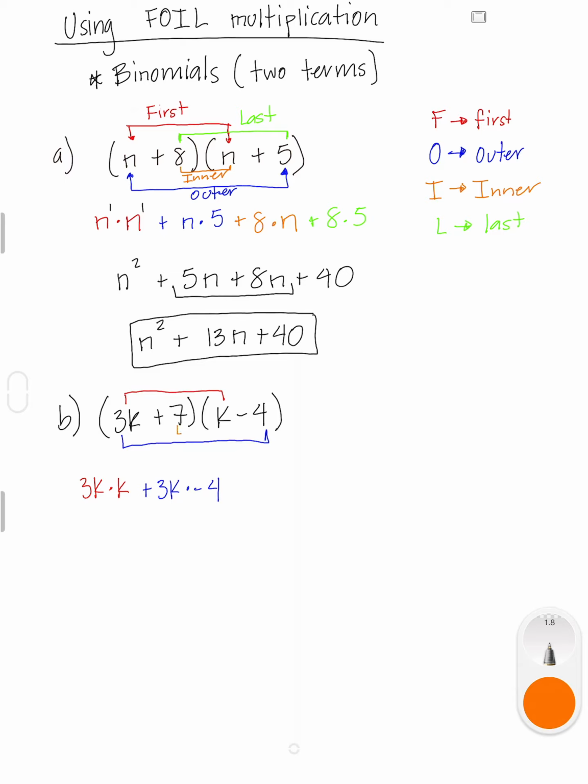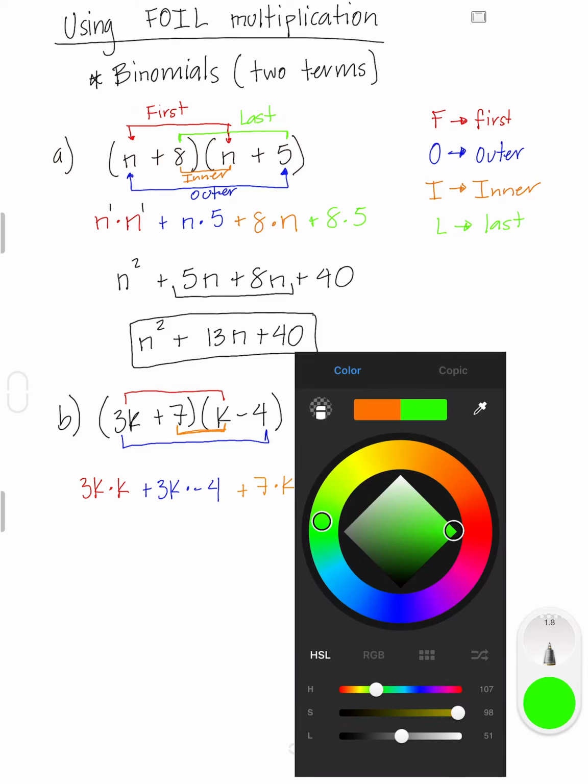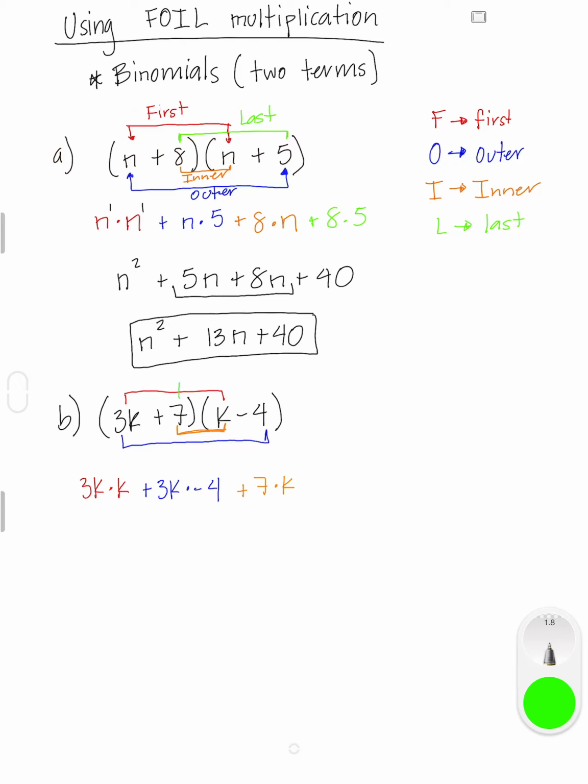Then the inner, so the inner is 7 and k, right? Those are the ones that are inside. So plus 7 times k. And then the last, which is 7 and negative 4.